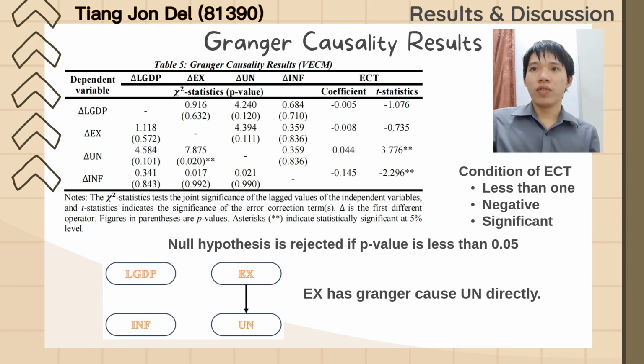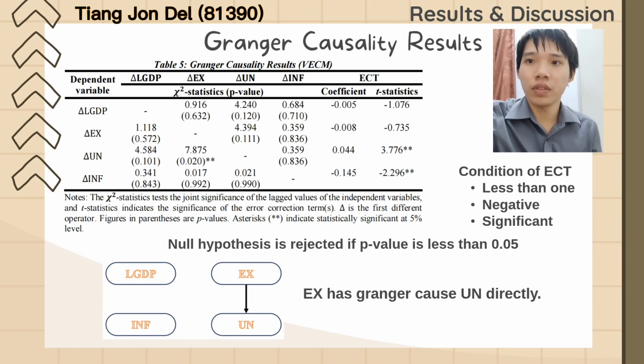So let's move on to the ECT, or our error correction term. There we can see that there are three variables that are statistically significant, which are the GDP, the exchange rate, and the inflation, while the unemployment rate does not show any significant long-term characteristic.